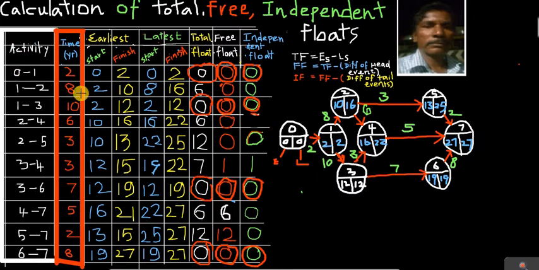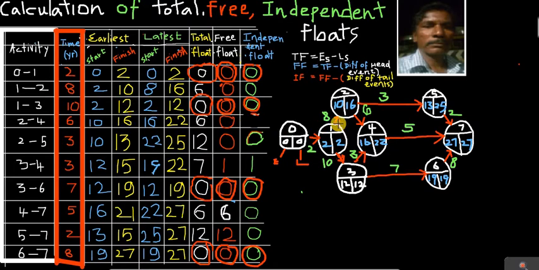For the second activity, 1 to 2, what is the start time? The earliest start time is 2 and the earliest finish time is 10. 1 to 3, that is here: the earliest start time is 2 and the earliest finish time is 12.